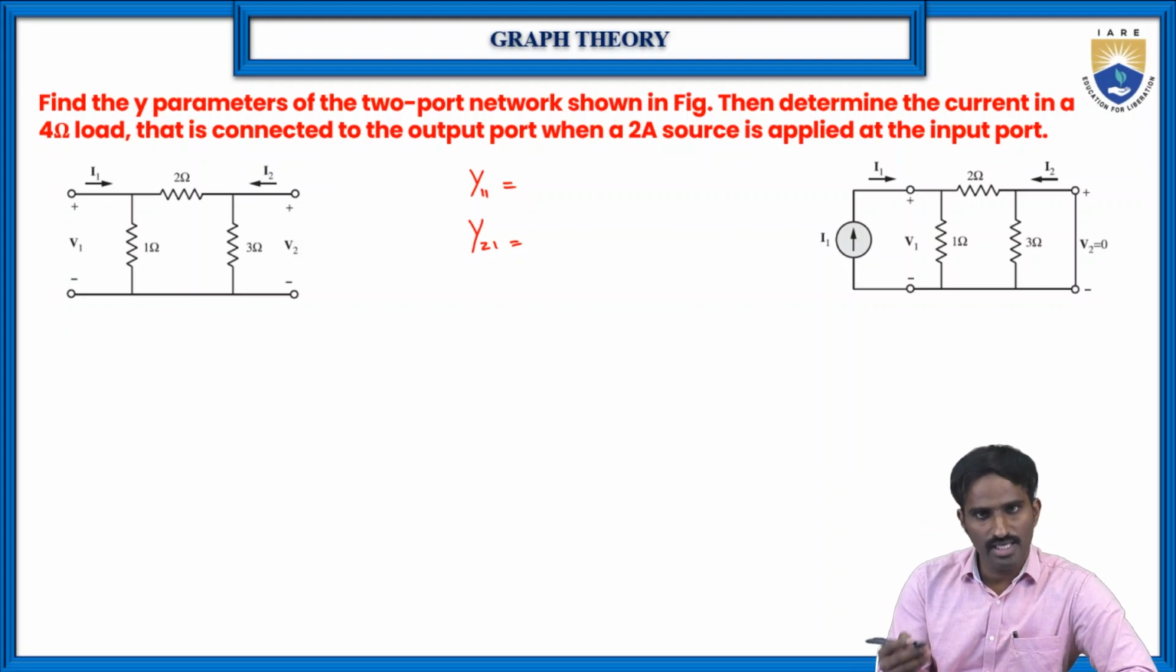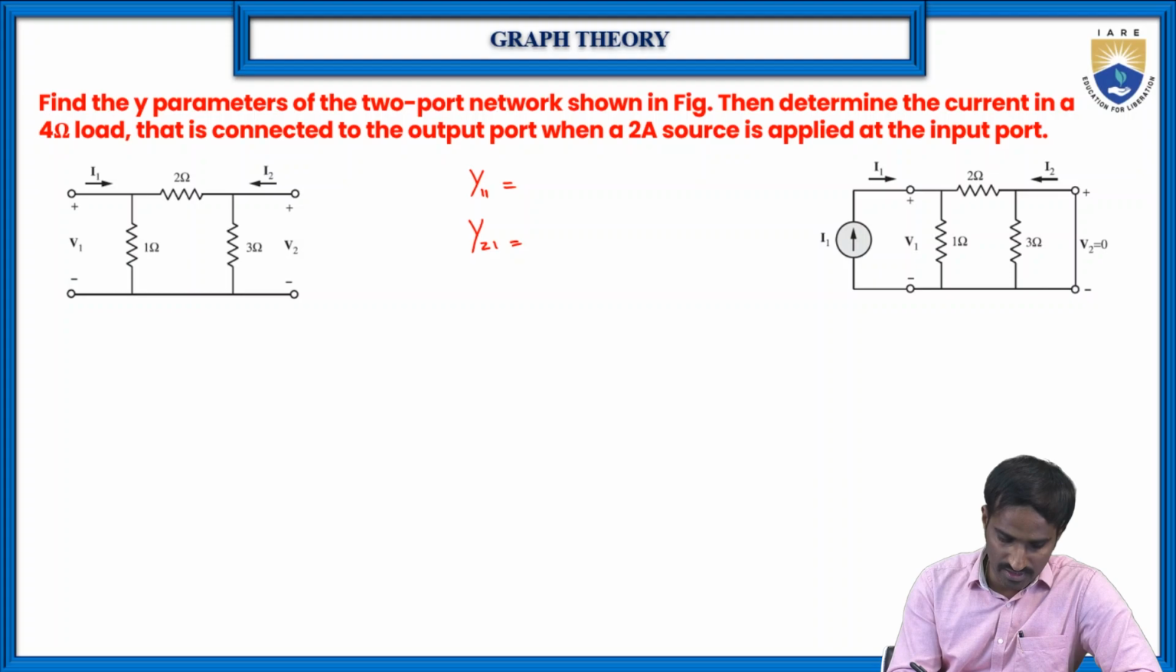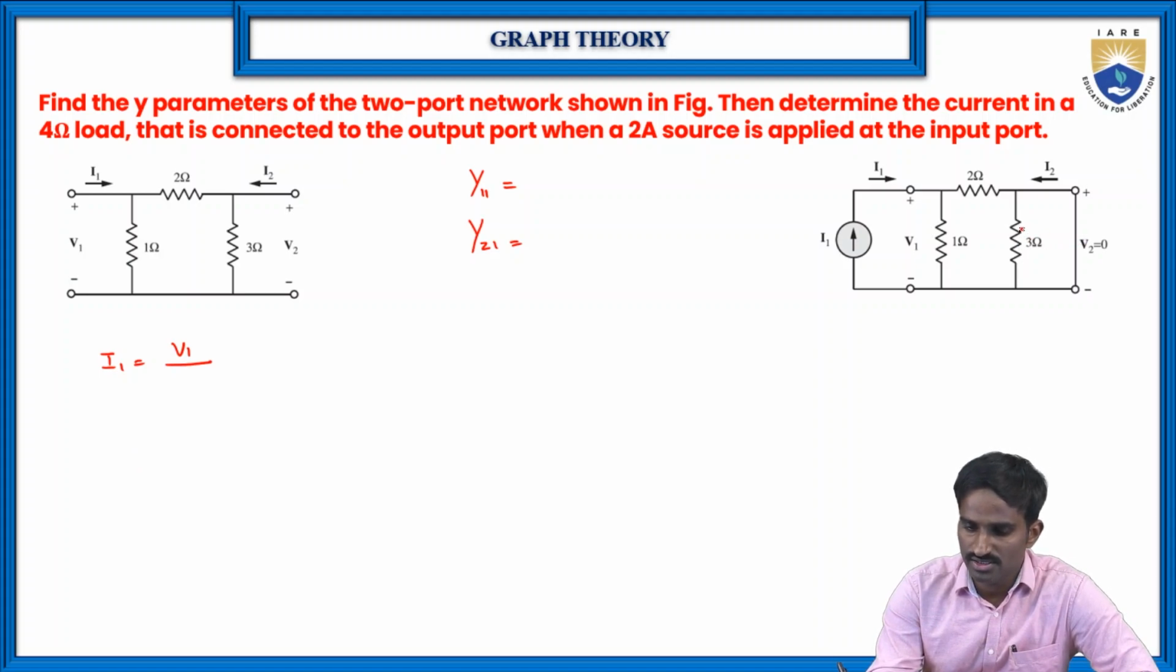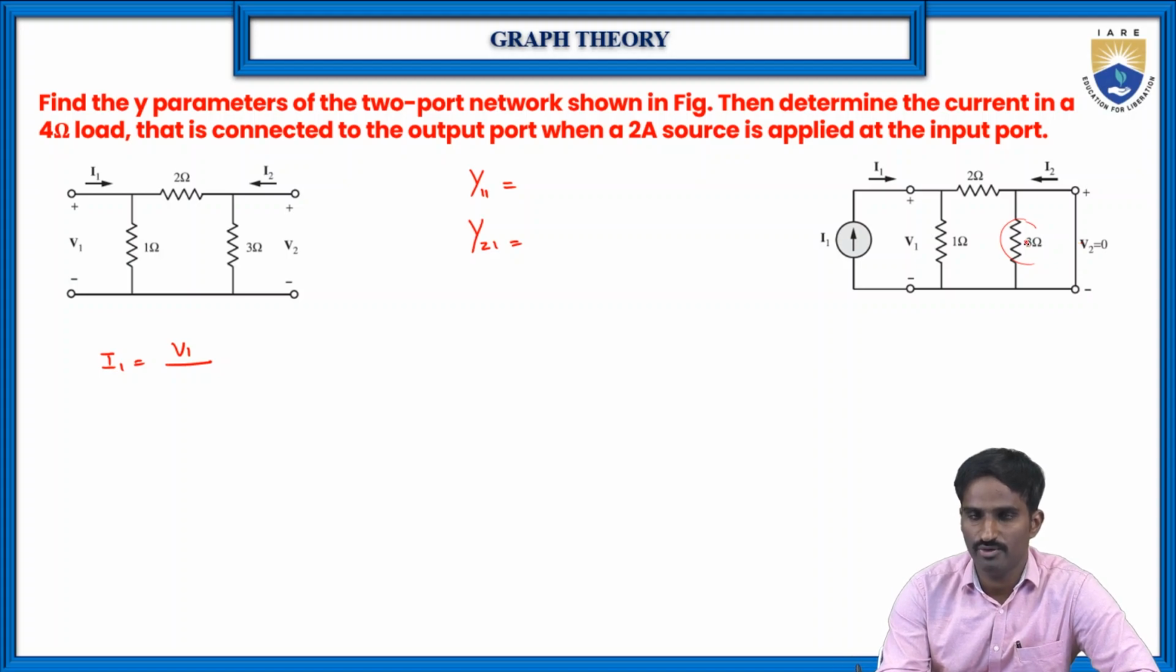Here also we use the same procedure as in the previous case. First let us find the current I1. Here I1 is equal to V by R, so V1 by R. As you can see, the 3 ohm resistor is connected in parallel with the short circuit. The resistor connected parallel to the short circuit is ineffective, because the resistor connected in series with an open circuit is 0, and the resistor connected parallel to the short circuit is also negligible. That's why here we are neglecting the 3 ohms.